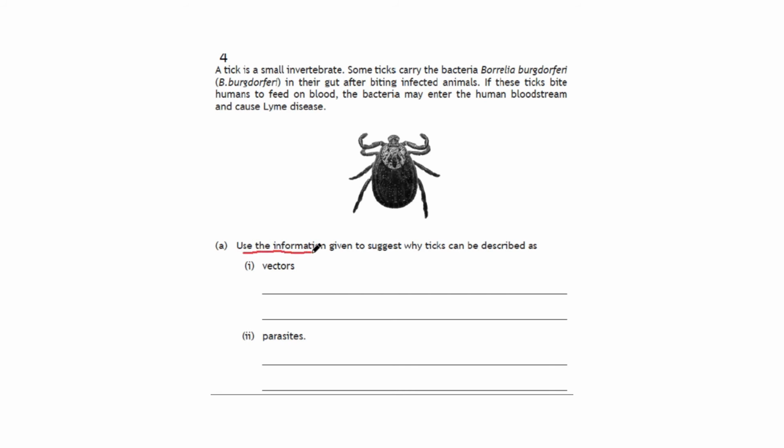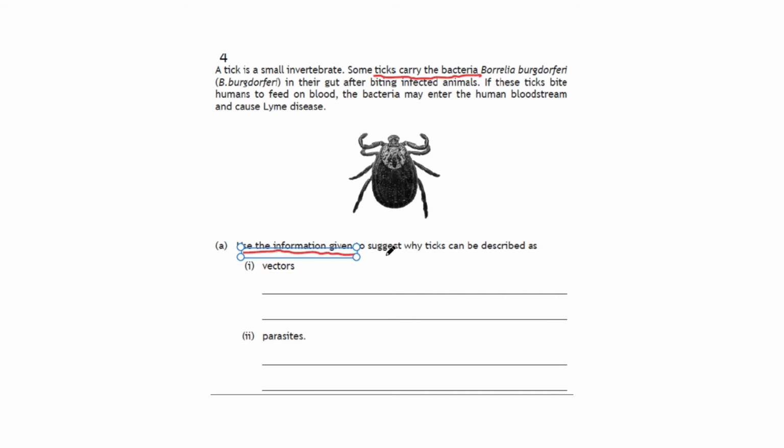So use the information given. So we're just looking up here. So why would they be vectors? And there it is there. Okay, so that's the first part of the answer. So ticks carry the bacteria and they carry it to humans. So they transfer the bacteria, or they transfer the parasite, to humans or other animals.